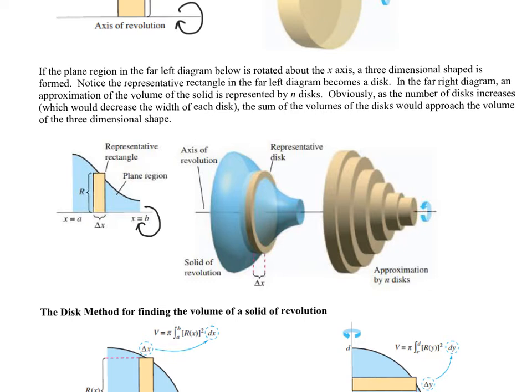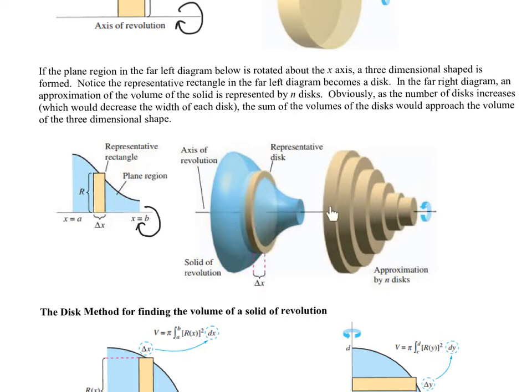So in other words, if I were to take one representative rectangle and rotate it about an axis, we would have this disk. Now we know how to find the volume of this disk. We would take pi r squared times its height, which would be delta x. That would be the volume of one disk.